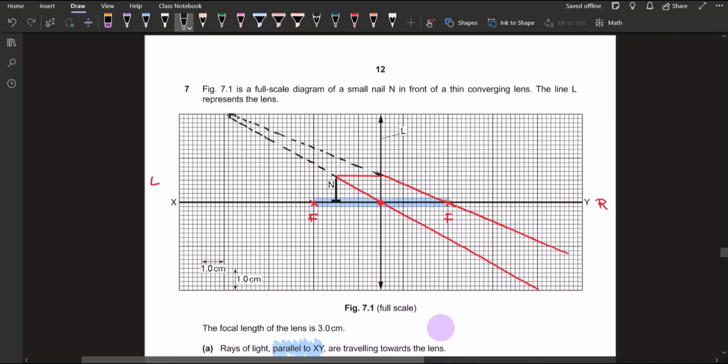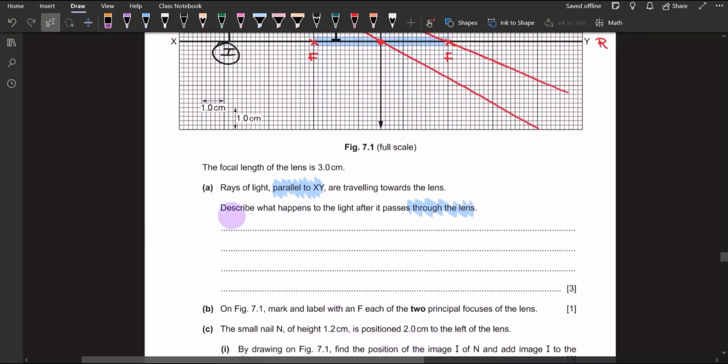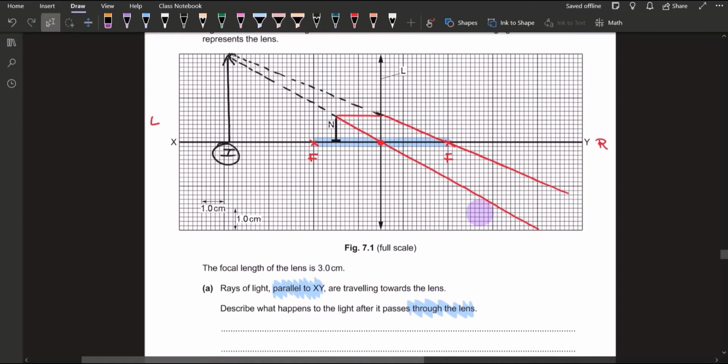So we can draw our image I over here, and we can label this as I. And we get 3 marks for this. Now we can do part A, which says describe what happens to the light after it passes through the lens. First, what happens is that the light meets on this point, right?